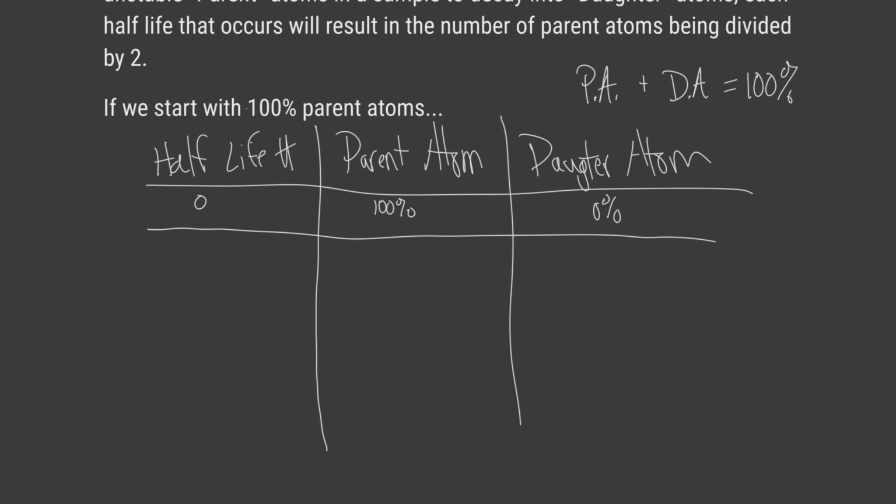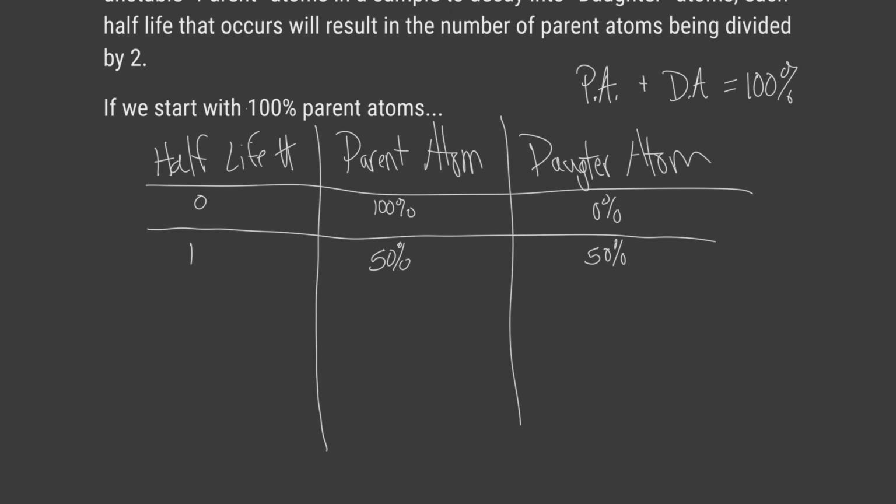So let's do this. Let's divide by 2 for our first half-life. Well, 100 divided by 2 becomes 50%. So after 1 half-life, we have 50% parent atom. And what is 50% plus what equals 100? Because parent atoms plus daughter atoms equals 100. That means daughter atoms are also at 50%.